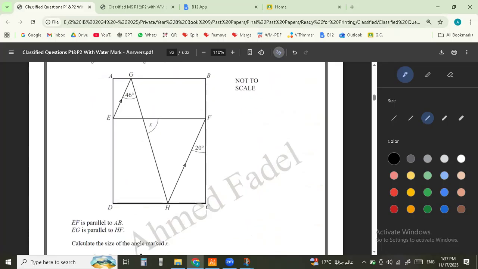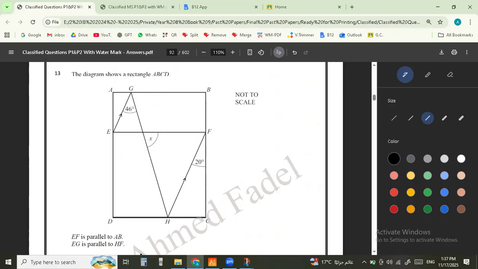Next, calculate the size of the angle marked X. This one. How can we do this? Well, you have here 46 and you have here the 20. How can we find this? Well, you know that this angle is a right angle, right? This is a right angle, 90 degrees, perpendicular. So this is 20, then the rest is 70 degrees.